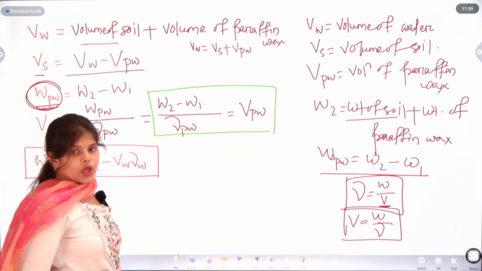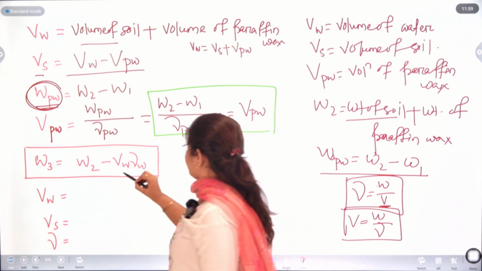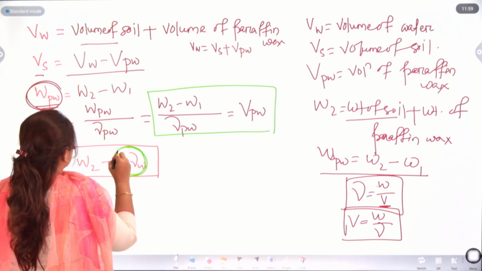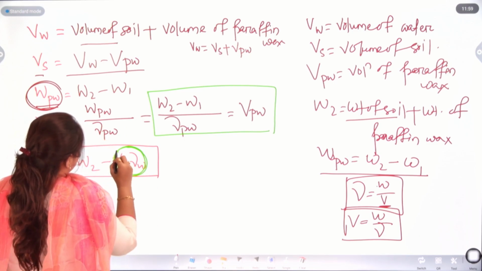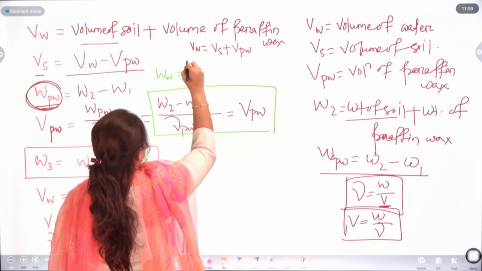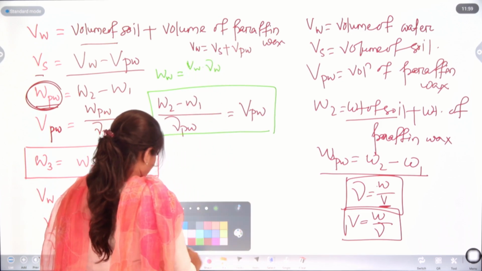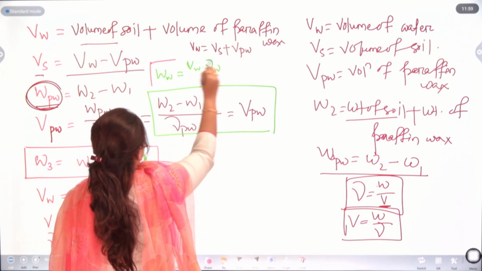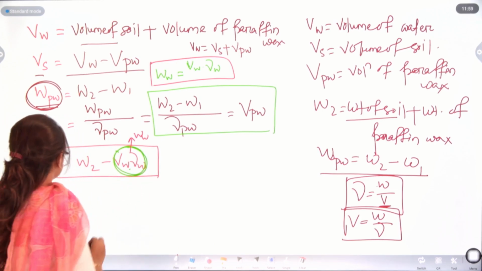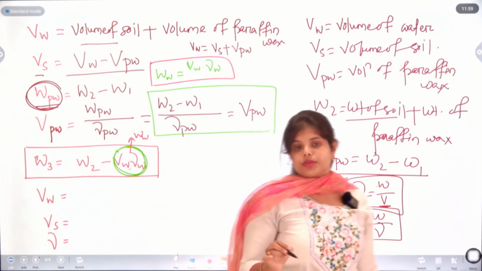Okay. So, W3 is W2 minus Vw into gamma w. This Vw and gamma w come from here. We know that the weight of water will be the volume of water into the unit weight of water. Right. So, this is our weight of water. Okay. So, we have W3 as W2 minus Ww.